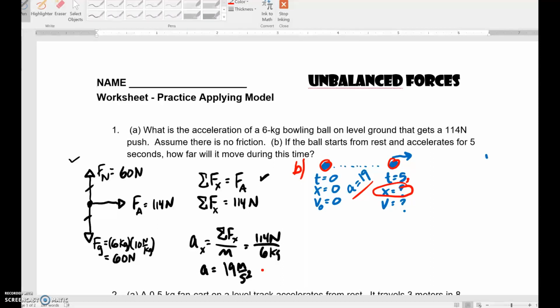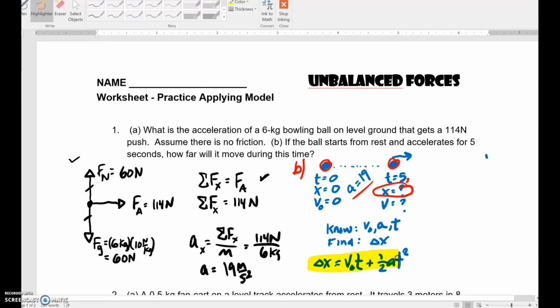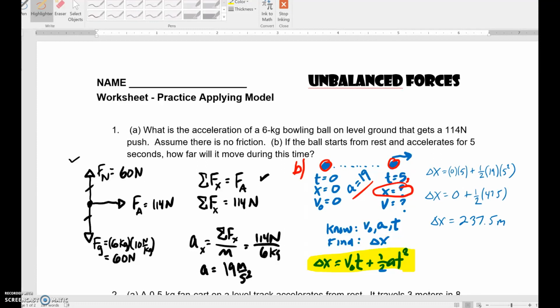So now the proper kinematic equation would be this equation here, which has all four of the variables I'm interested in, 3 I know and 1 that I don't know, and I'll use it here to solve. And now I've substituted in what I know to calculate delta x, the displacement, and I come out with 237.5 meters. That's how far the ball will go with this acceleration for that amount of time, and that's pretty far. That's quite an acceleration, actually.